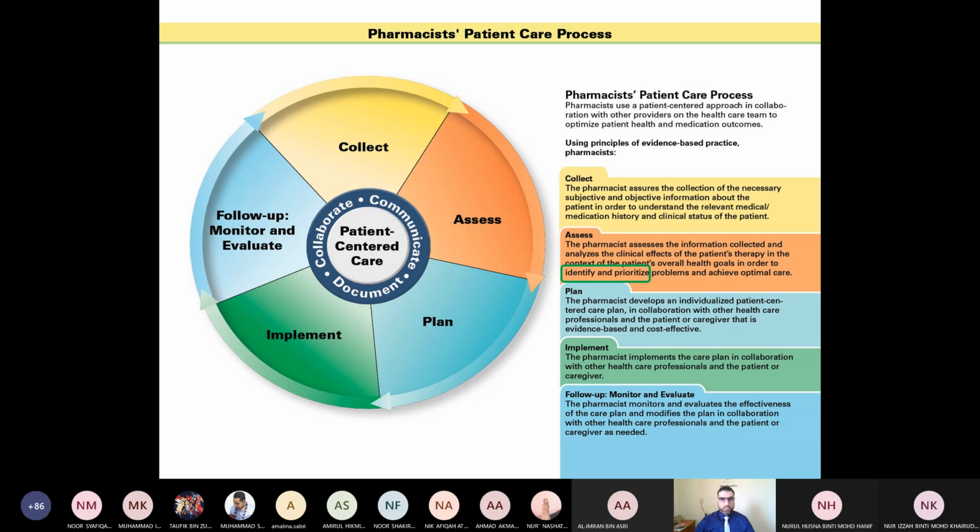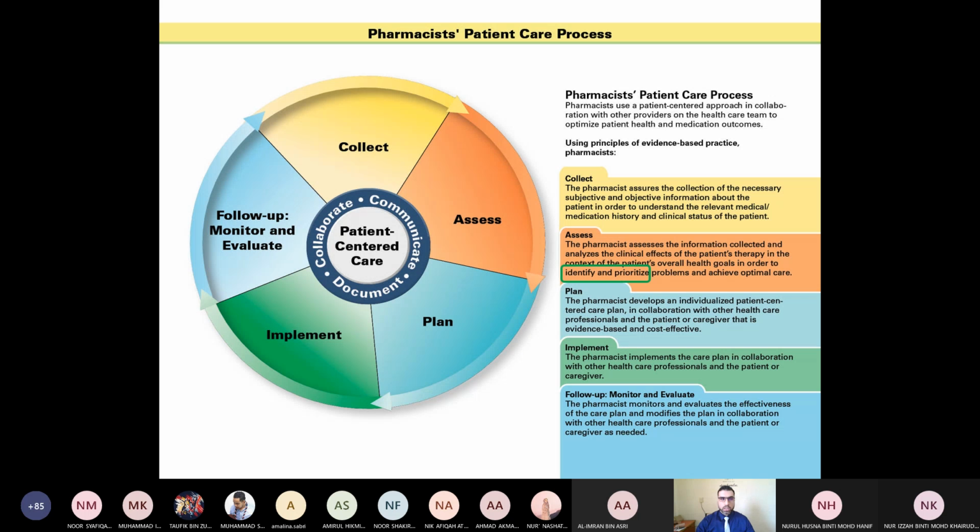So the pharmaceutical care is where the pharmacist, usually clinical pharmacists, will be involved in care of the patients. So this is the pharmacist patient care process. So the care is a process, although it's step by step, but again, we will back to the beginning.